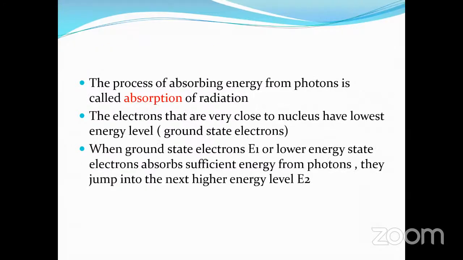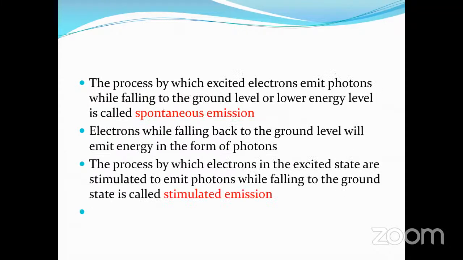The process of absorbing energy from photons is called absorption of radiation. The electrons that are very close to the nucleus have the lowest energy level. They are the ground state electrons. When ground state electrons, or lower energy state electrons, absorb sufficient energy from photons, they jump to the next higher energy level called E2. The process by which the excited electrons emit photons while falling into the ground level or lower energy level is called spontaneous emission. Electrons, while falling back into the ground level, will emit energy in the form of photons.